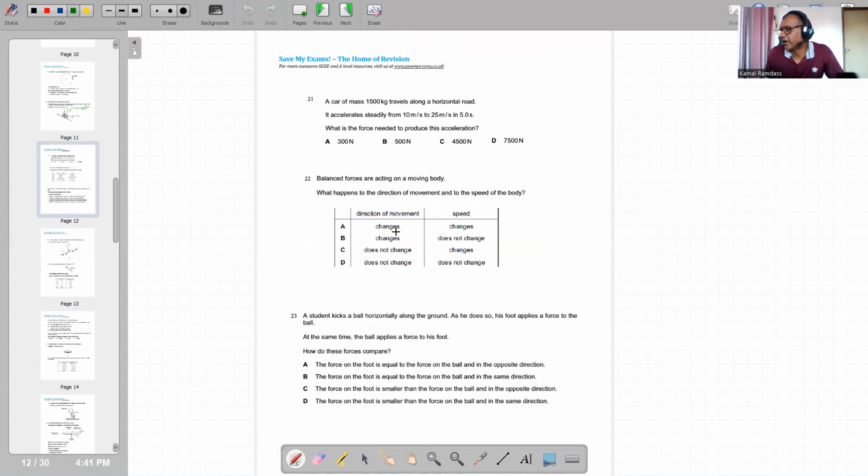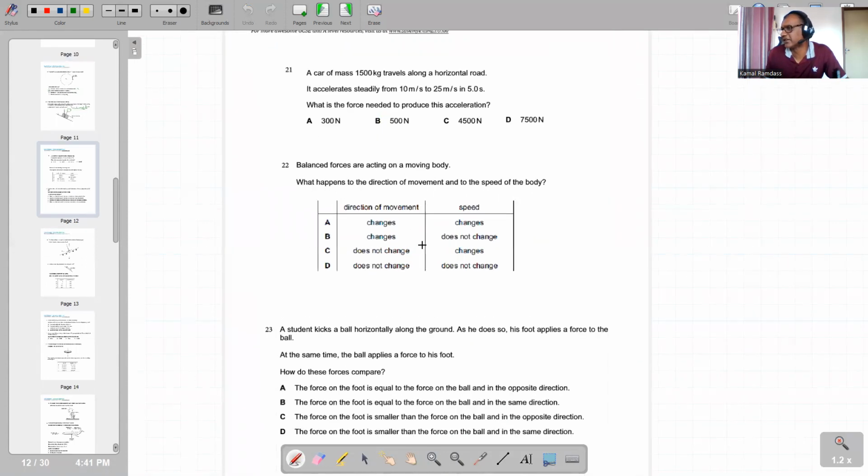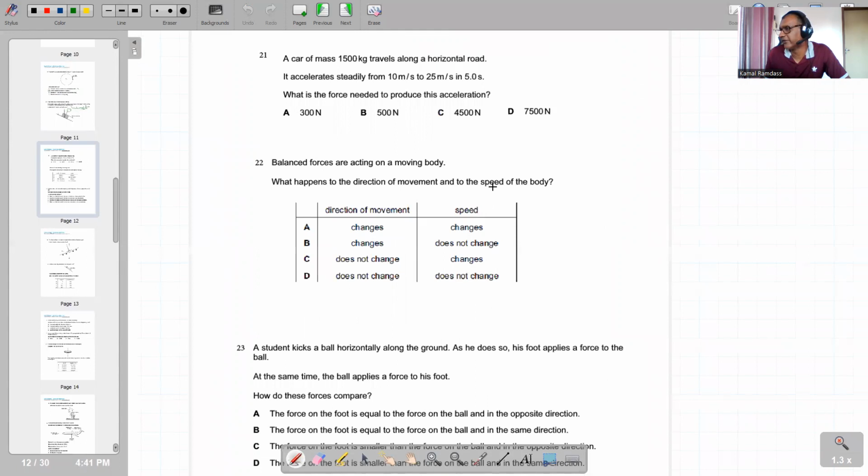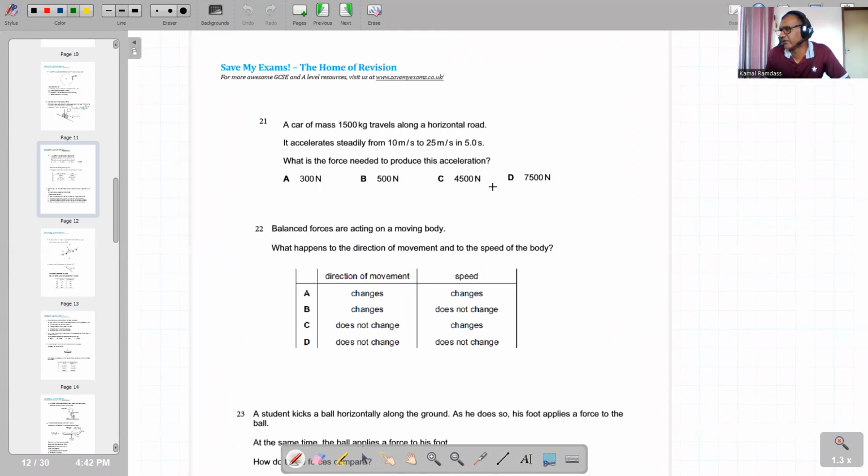Par 11. A car of mass 1500 kg travels around a horizontal road. It accelerates steadily from 10 meters per second to 25 meters per second in 5 seconds. What is the force needed to produce the acceleration? Acceleration est égal à delta v divided by delta t. Change in velocity, 25 moins 10, 15, divisé par 5 est égal à 3 m/s². Et F equals ma est égal à 1500 kg fois 3, on gagne 4500 newtons.